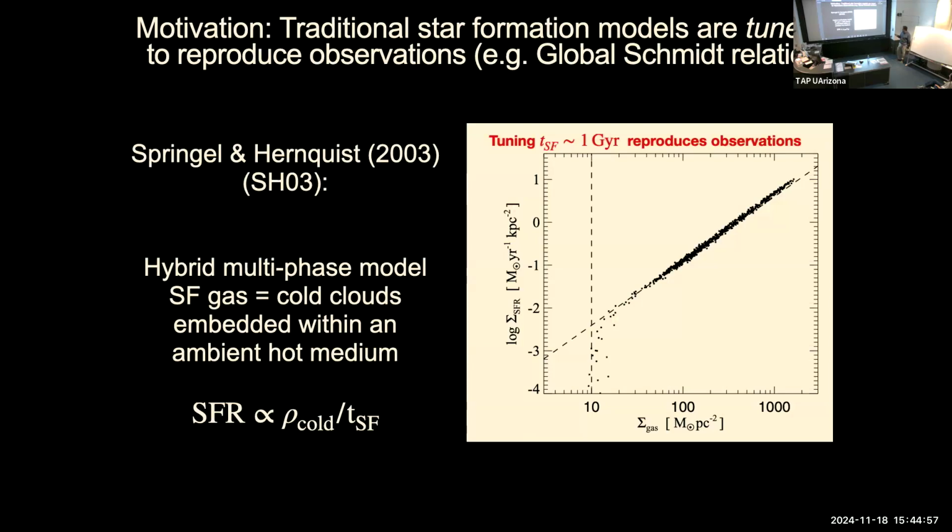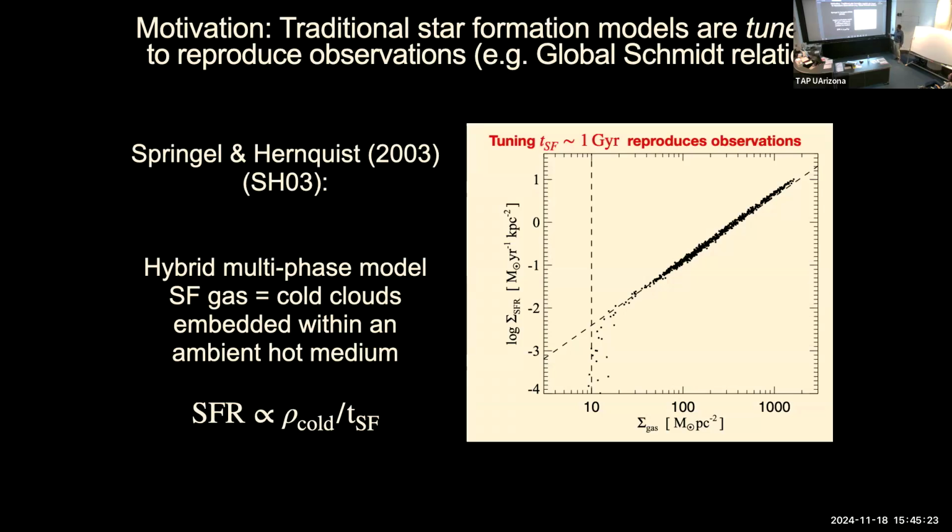One of the famous models that has been successful for over 20 years now is the Springel and Hernquist model. It's a hybrid multi-phase model where you assume that each star-forming gas has cold clouds within a warm medium. And then the star formation is simply related to the cold gas density divided by the time scale for star formation, right?